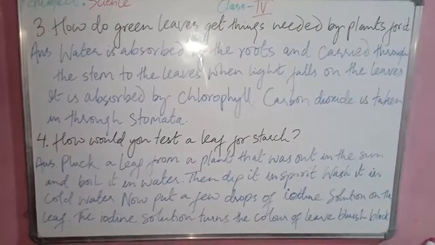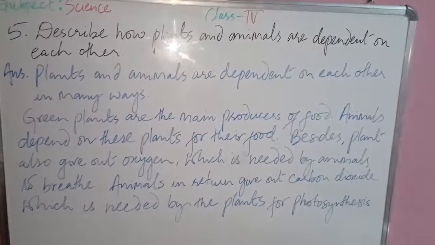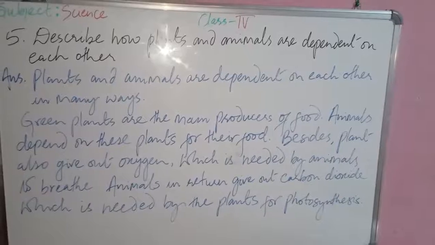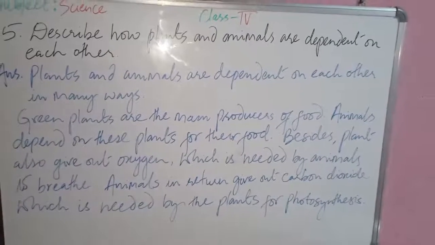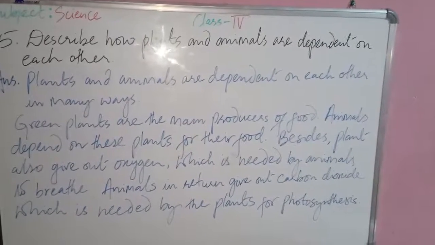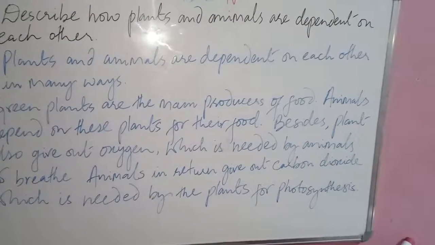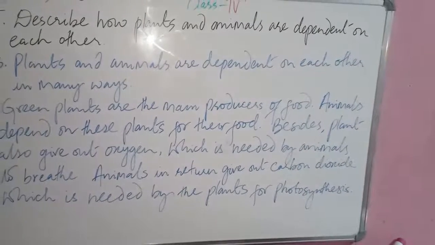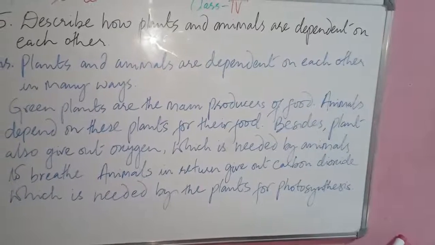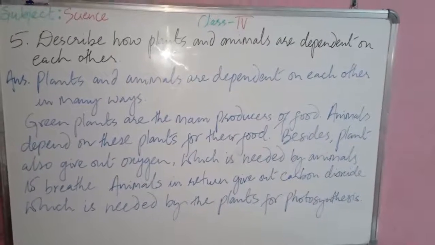Okay, moving on. Then we have question number 5. Describe how the plants and animals are dependent on each other. So you have to write, plants and animals are dependent on each other in many ways. Next line. Green plants are the main producer of food. Animals depend on the plants for their food. Besides, plants also give out oxygen, which is needed by animals to breathe. Animals in return give out carbon dioxide, which is needed by the plants for photosynthesis.